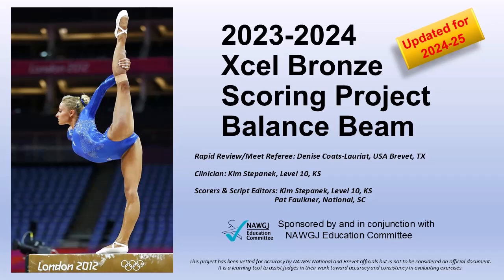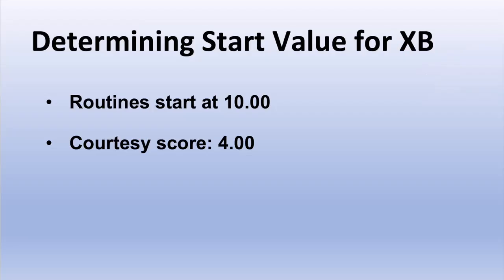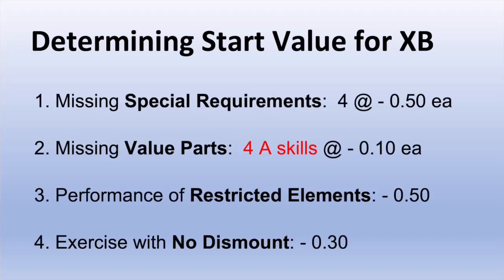Excel Bronze Beam. Determining start value for Excel Bronze Beam. Routine starts at 10.0, with courtesy score at 4.0. Missing a special requirement, there are 4 at 5/10 each. Missing a value part, there are 4 at 1/10 each. Performance of a restricted element is 5/10, and exercise with no dismount is 3/10.